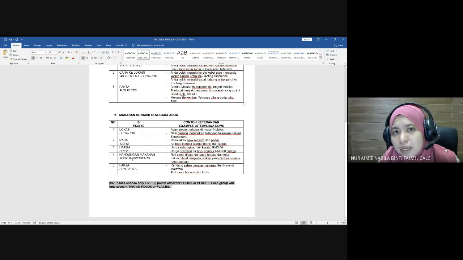What are the ingredients of the food? I don't want all. Maybe you can list up to 3 ingredients. And last one, maybe you can share fun facts about the food. Maybe you enjoy this food during the festival, during summer, during winter. So that is the fun fact that I want.